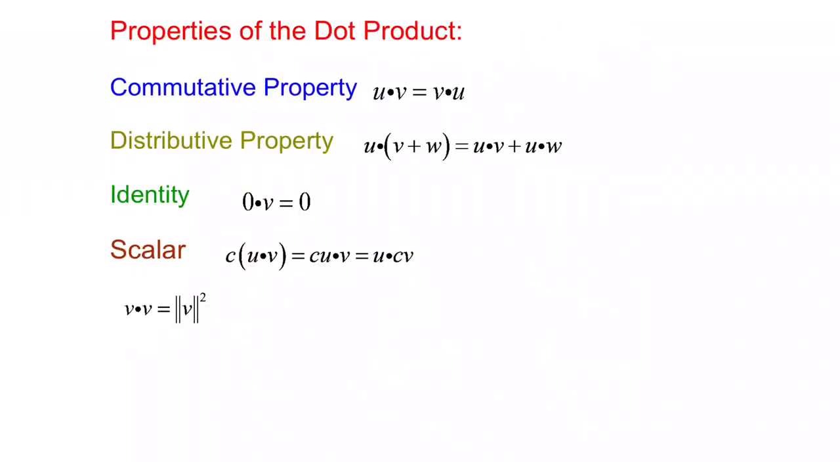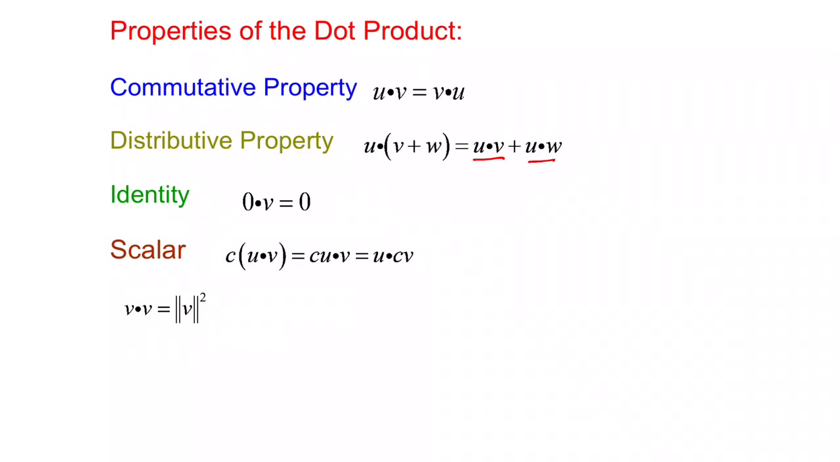A couple properties of dot products. It is commutative. You can take the dot product of vector u and v, or the dot product of vector v and u, and you will get the same scalar. It is also distributive. You can take the vector u and do the dot product of v plus w, and that would equal the dot product of u and v plus the dot product of u and w. Also the identity property: if you take the dot product of the zero vector and v, you will get zero back.